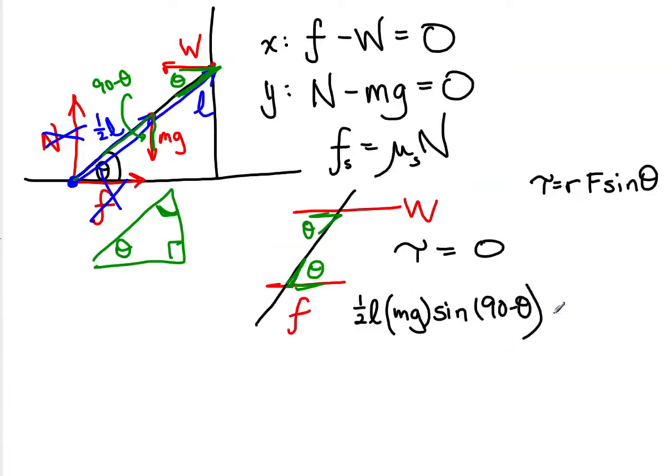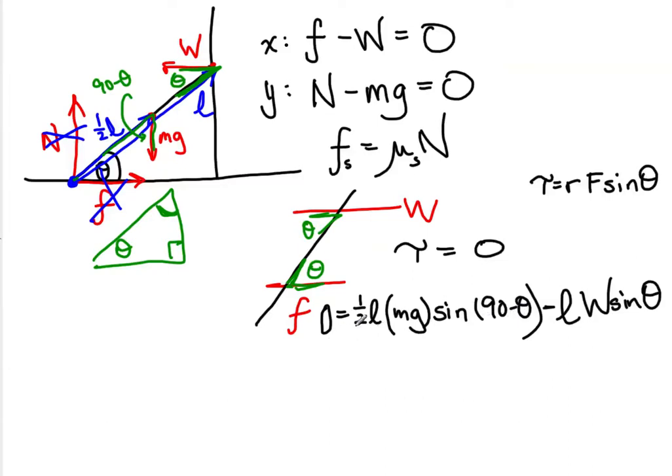Okay? The other one, which I'll make negative, the lever arm is the whole length of the ladder. See this whole lever arm here? The force is the wall force, and then we have sine of theta. And this whole thing has to be equal to 0. So that's the equation I need to solve to find theta.